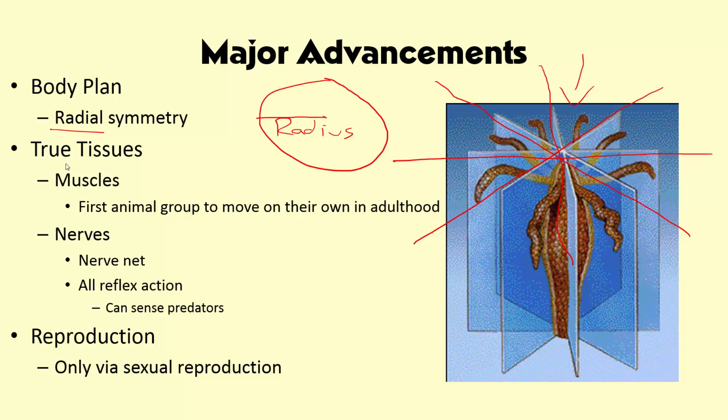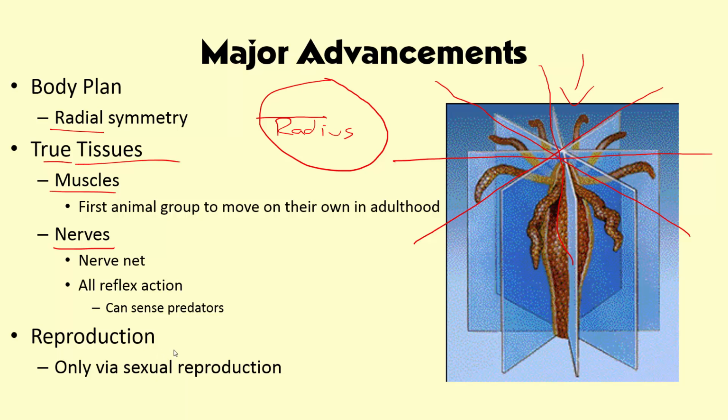So radial symmetry. They have true tissues, where sponges did not have tissues. They have muscles, first animal group to move on their own in adulthood. Before that, they just moved in a larvae stage. They do have a nerve net, so nerves. And it's all reflex action. They can sense predators, and they do reproduce sexually.